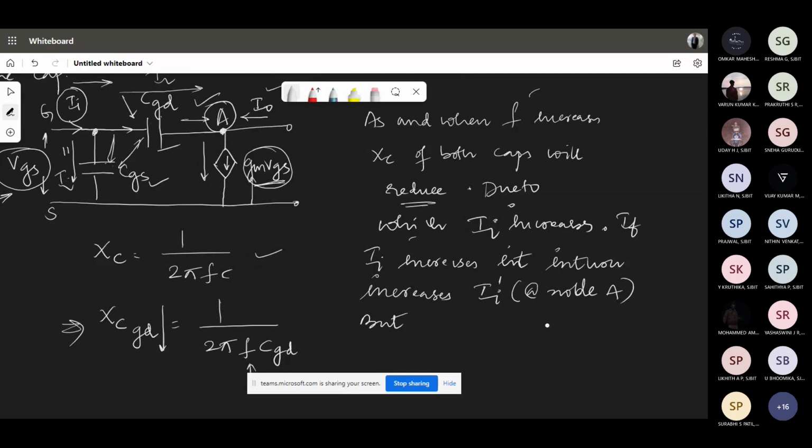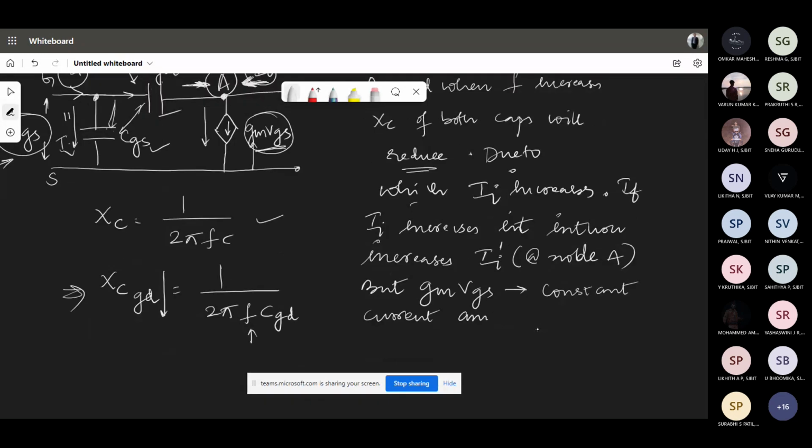But GM times VGS is what? A constant current source. Agree? We have said this already. So as GM times VGS is a constant current, any increase in the current here, which is II dash, should only reduce I naught. As GM times VGS is constant current, any increase in II dash, or II, you can call it even II also, will only reduce I naught. What is the conclusion we can draw from this? And all these things happen because of what?